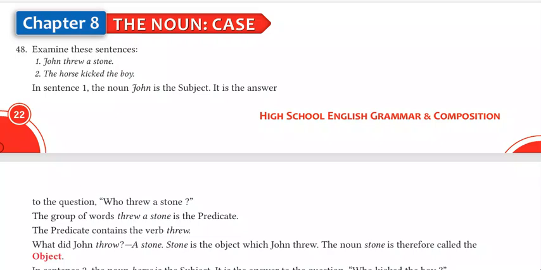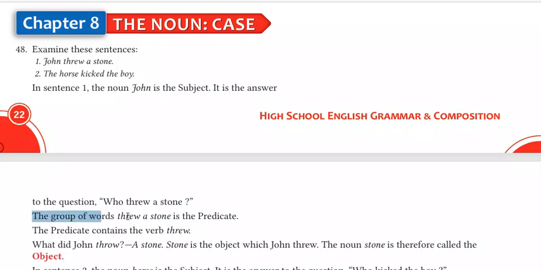Now there are two sentences. John threw a stone. The horse kicked the boy. In sentence number one, the noun John is the subject because it is the answer to the question who threw a stone. It means John. It is the performer of the action. Here, John performs the action. That's why it is called the subject of the sentence.